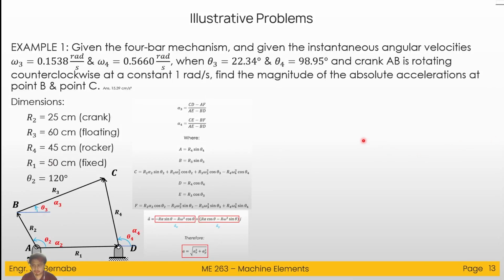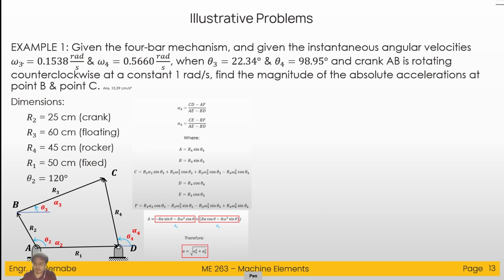Okay, so for this example, we have a given forward mechanism again. This is the same scenario as the previous example. We have the given angular velocities, omega 3, omega 4, and then actually you have another given for the angular velocity. Where is it? Sorry, I need to change the pen. So you have this given.